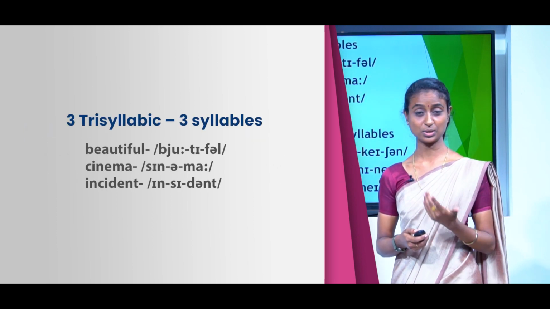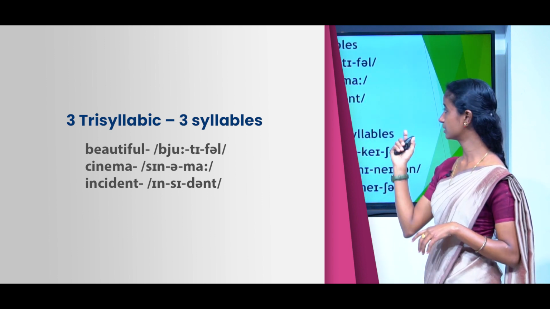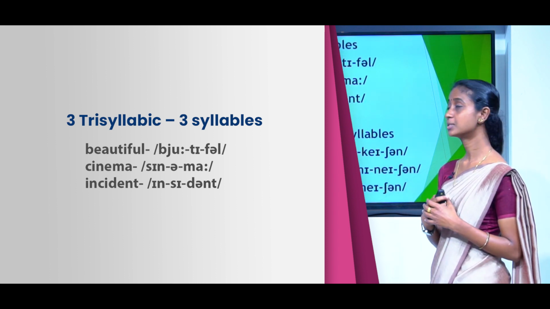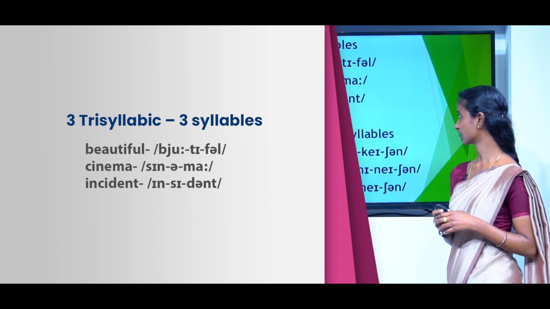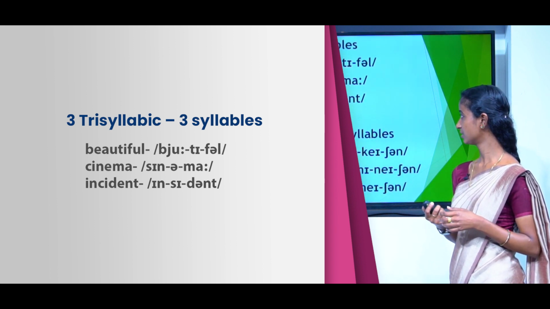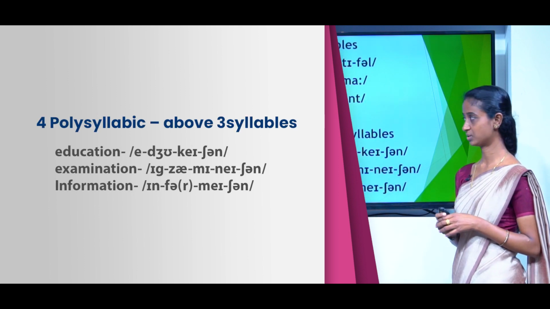Then next one is trisyllabic words. There will be 3 syllables in it. How can we cut this word beautifully into its syllables? Beautiful, cinema, incident.